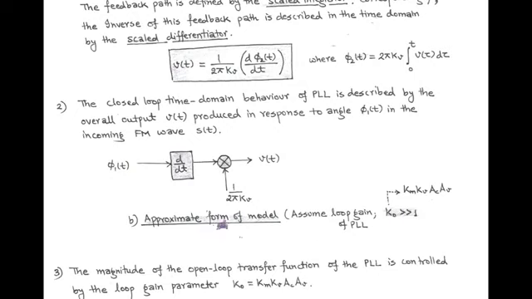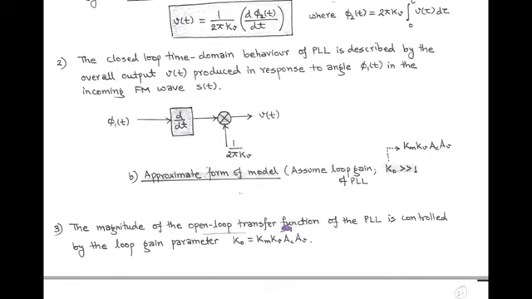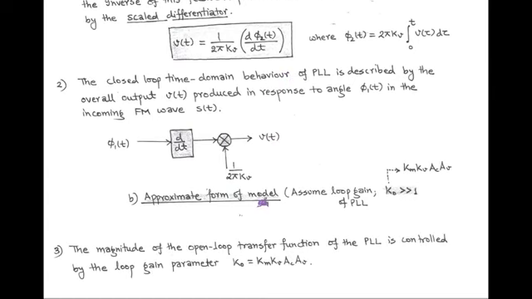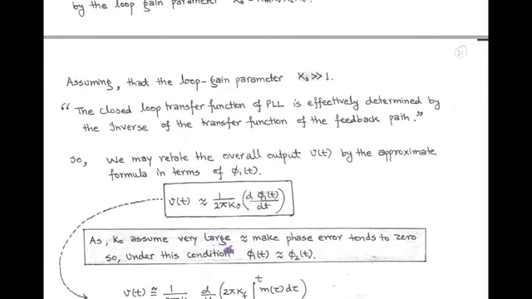And in the approximate form of PLL model, we assume that the loop gain, that is K naught, is greater than 1. And according to the third point, the magnitude of the open loop transfer function is controlled by the loop gain parameter, that is K naught, and it is equal to Km into Kv AC into AV. So after observing these 3 points, we have the linearized model of PLL. In this, the loop gain parameter is used to adjust the angle phi 2 equal to phi 1, and this happens when we take loop gain parameter K naught far greater than 1.